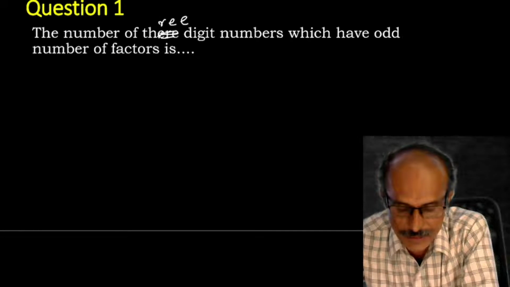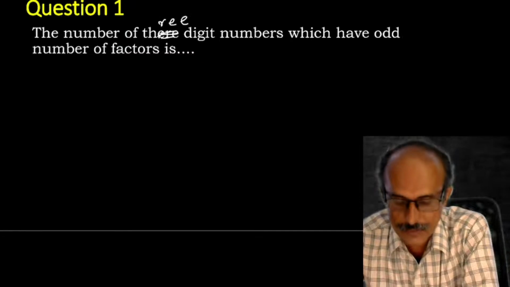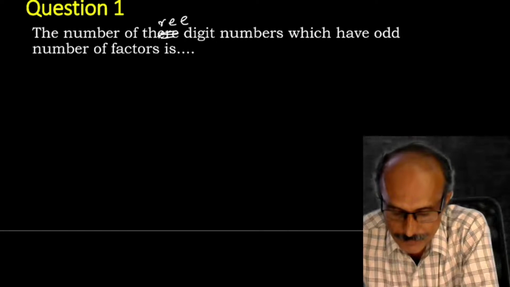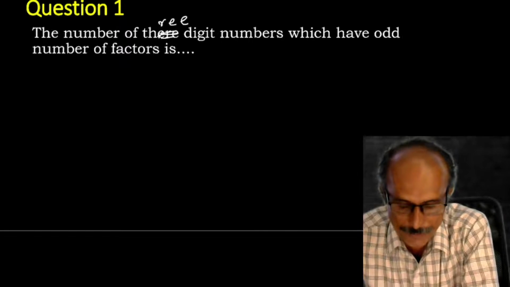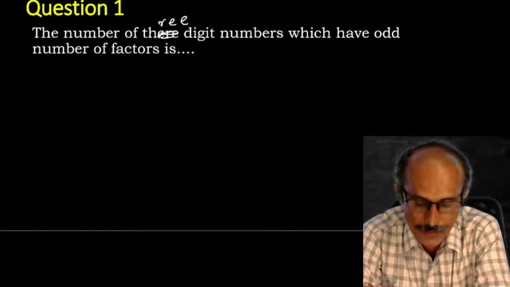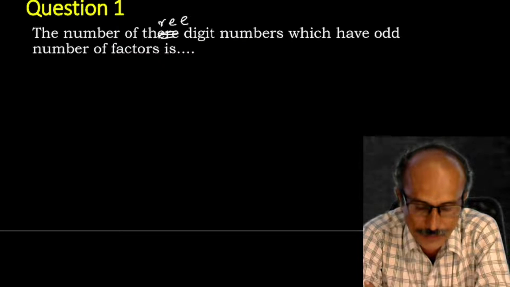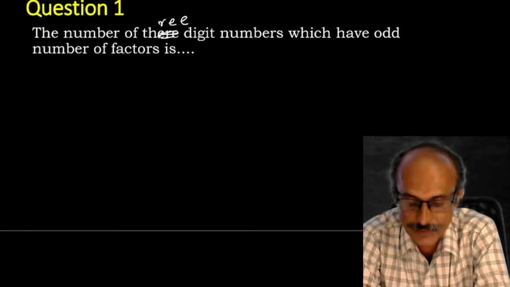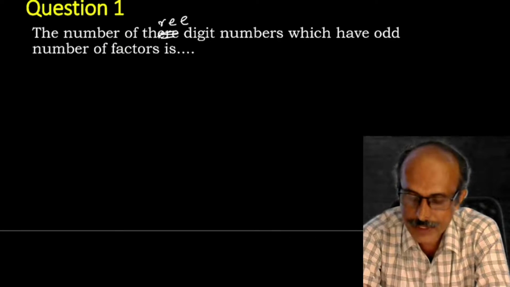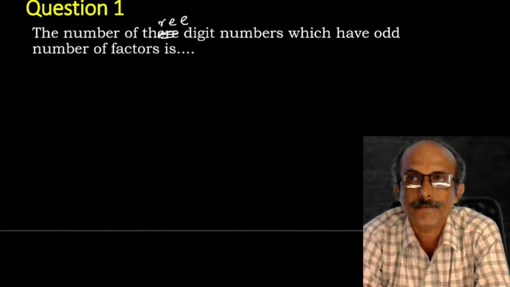So, today we will discuss some problems from algebra and number theory. So, here is the first question. You are supposed to find out the number of 3-digit numbers which have odd number of factors.